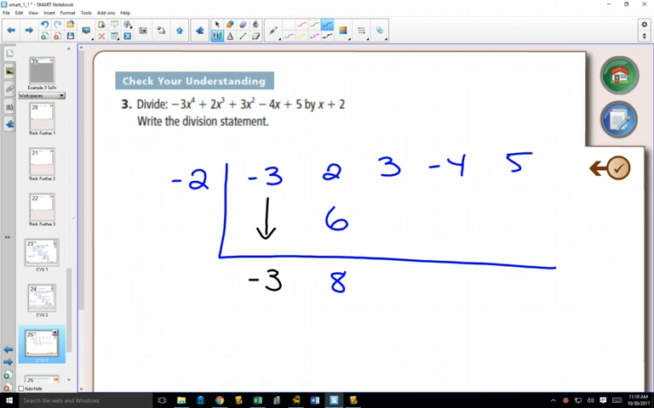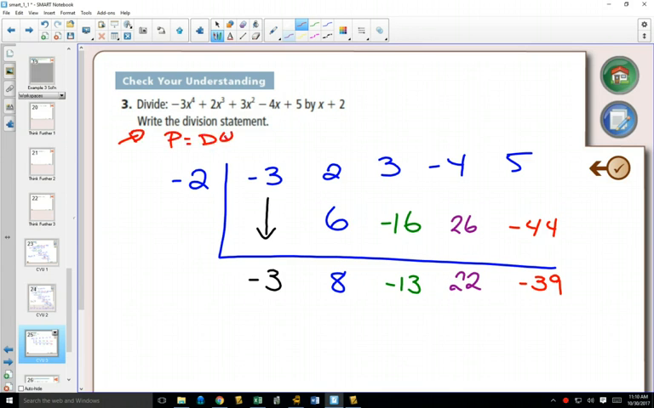Then you repeat this process now that with our 8, now we multiply our 8 by the -2, -16, and add. Multiply our -13 by our -2, giving us +26, and add. And finally, multiply our 22 by our -2, -44, and add. This question does say to write the division statement.